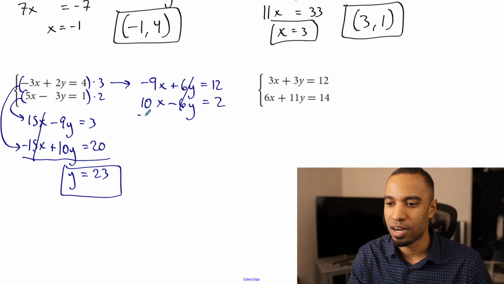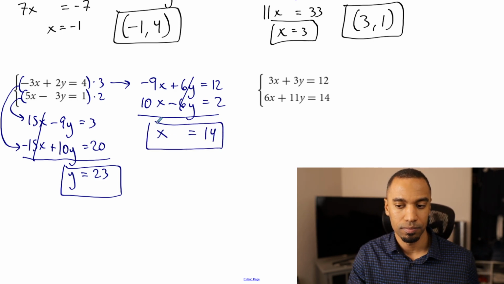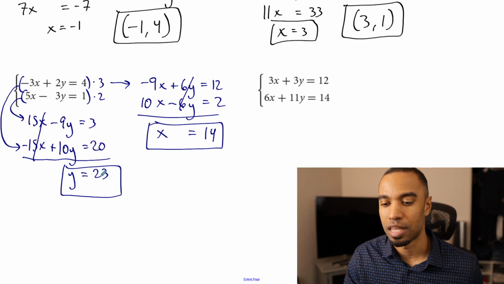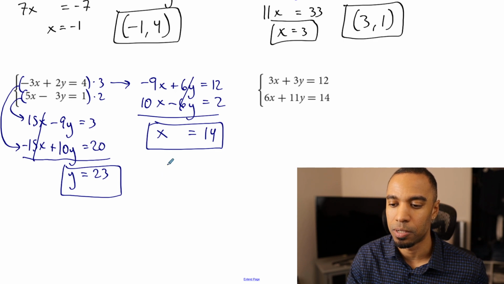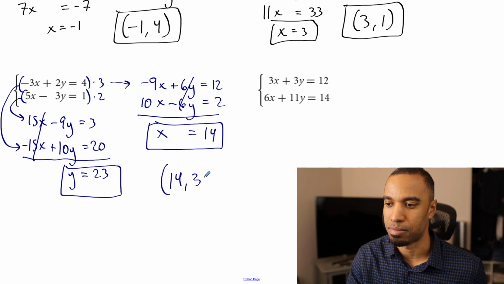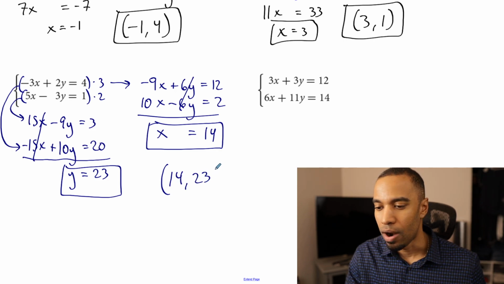I eliminate right there. And this is nice too. Look, it's a positive 1x. x equals 14. That was actually arguably, for me even, faster than if I did the substitution. Even writing that out, I think that actually might have been faster. So 14 comma 23, nice big numbers there. Ooh, 14 comma 23. All right, I've got one more problem to do.